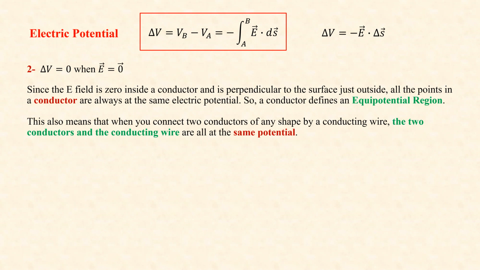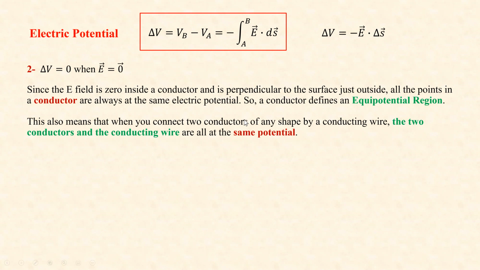This also means that when you connect two conductors of any shape by a conducting wire, the two conductors and the conducting wire are all at the same potential. Why is that? Because inside the conductor, electric field is 0. From any point to any other point, you can take a path that is all inside the conductor. And you calculate this integral E dot ds. E is 0 along the path everywhere. So E dot ds is 0 everywhere along the path. So you get delta V equal to 0. Means VB minus VA is 0. Means VB is the same as VA, right?